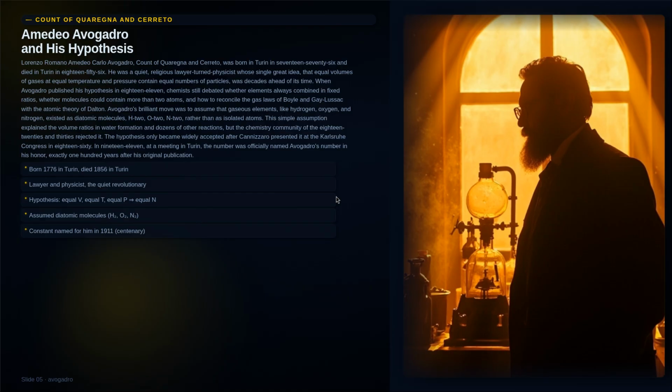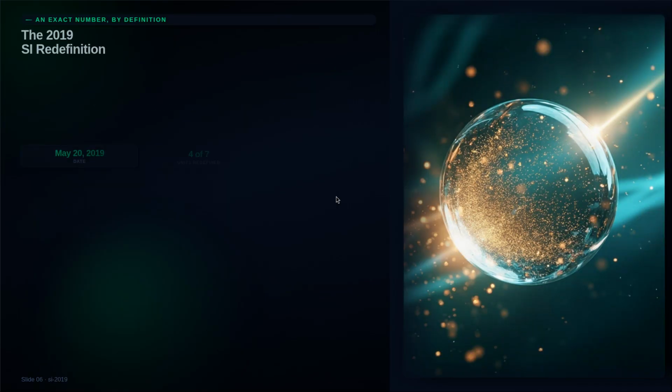Avogadro never knew the actual number. He died in 1856, decades before the first experimental estimates were obtained. Yet his hypothesis was the conceptual seed that made the mole possible. Without Avogadro's law, chemists would have no reliable way to relate gas volume to the count of molecules inside.